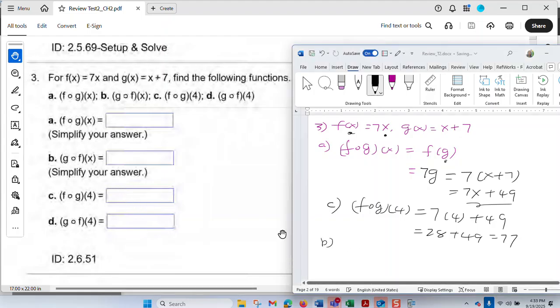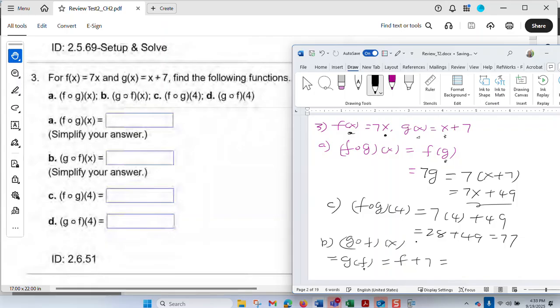Now we're going to come back to B here. B here is g composite f. G will be the outer, f will be the inner. So this time I'm going to throw the f into g. In g, I replace the x by f, so this will be f plus 7, instead of x plus 7. And how much is my f? My f here is 7x. So this will be 7x plus 7.